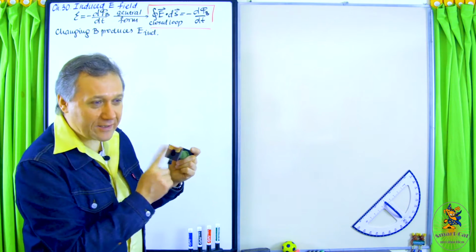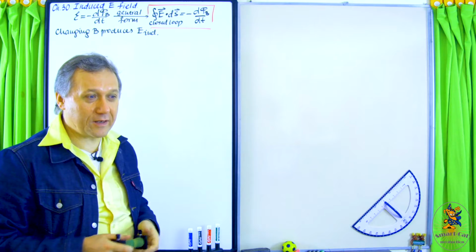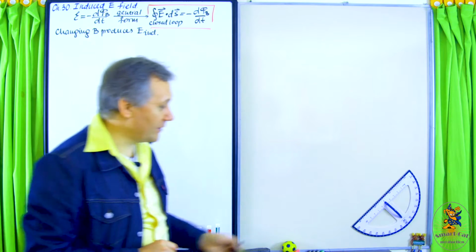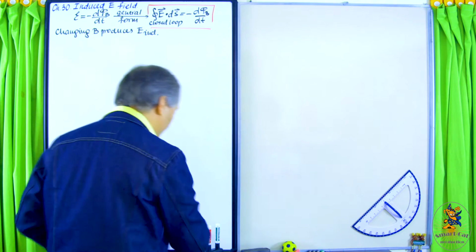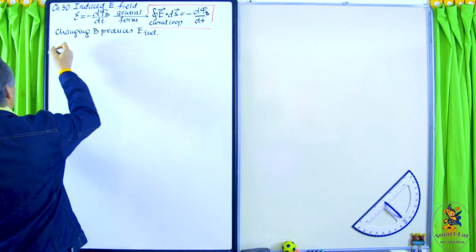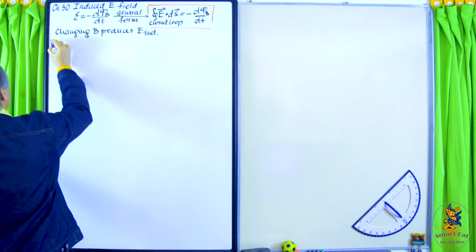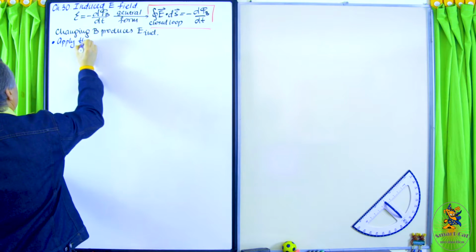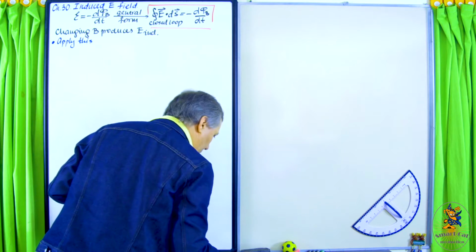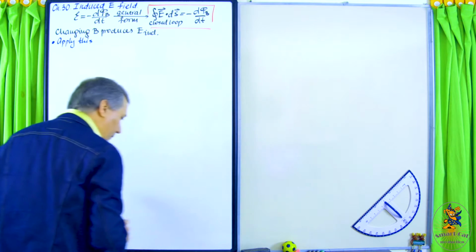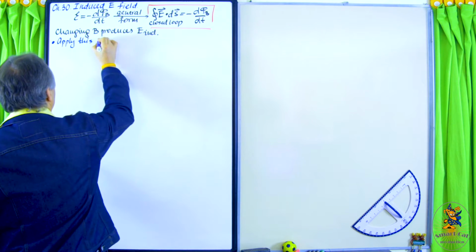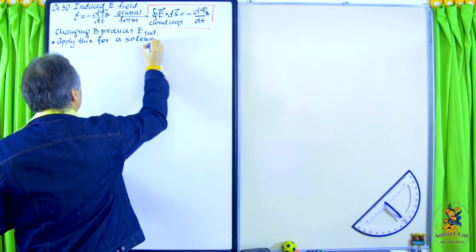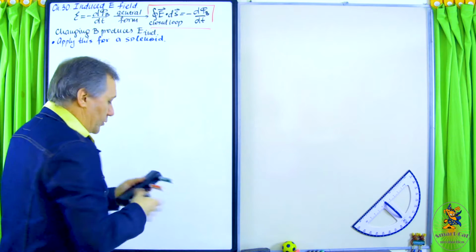Okay, so now let's discuss the situation. Write down the expression for the induced electric field and direction. How can we find the direction of the induced electric field? Okay, so now let me write it down. Probably I will put a new bullet. So let's apply this for a solenoid. Let me draw a solenoid over here.